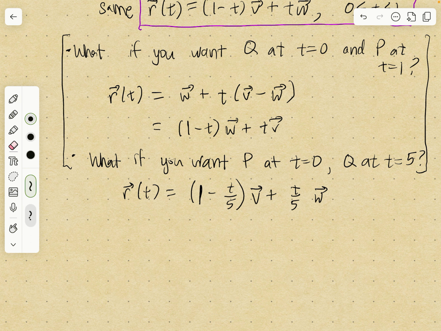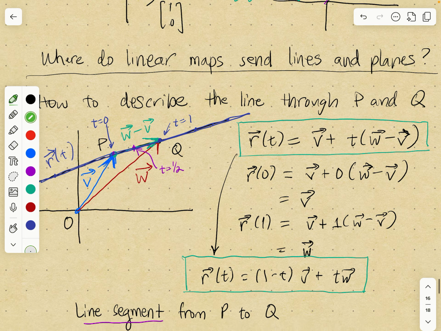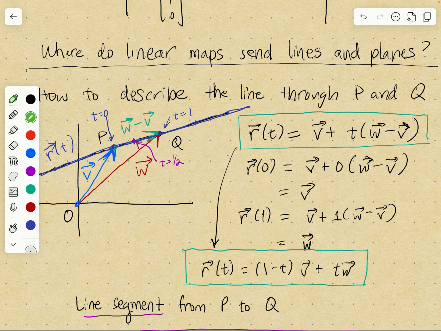So you can always modify the equation of the line. Now notice that this is actually the same line. If you have this, and this, these are the same line. When you plug in all the values of t, you're going to get this same line through P and Q. It's just that you're changing which values of t make you end up at which points. But if you imagine plugging in every real number, you're going to get the same line.